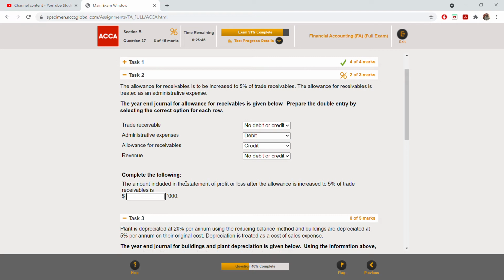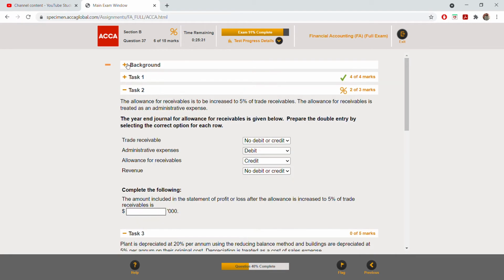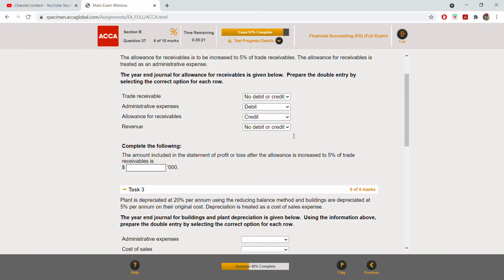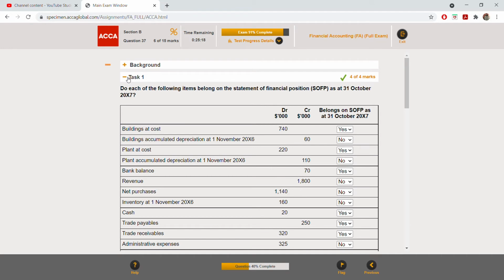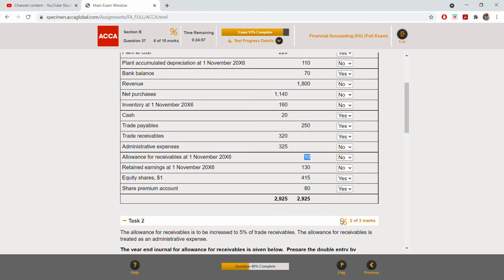Okay, the working has to be done here. What is it? 5% of what? Receivable. Receivable is how much? Okay. So trade receivable you have to look at from task 1 because all the tasks are connected. Okay, 5% of trade receivable you're taking. Trade receivable is 320. So okay, which is 16. Okay, and brought forward and then increase. Brought forward is 10 because allowance for receivable. This 10.